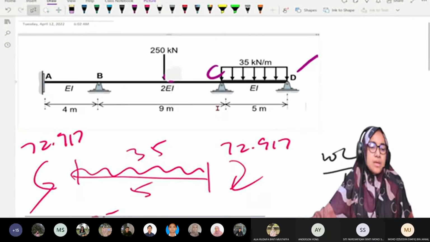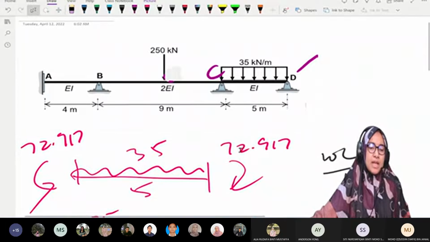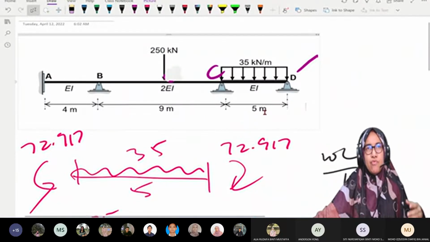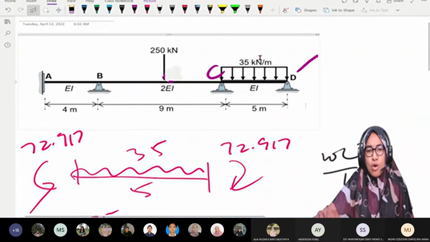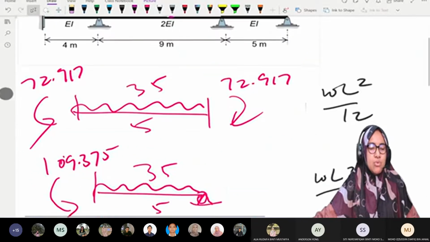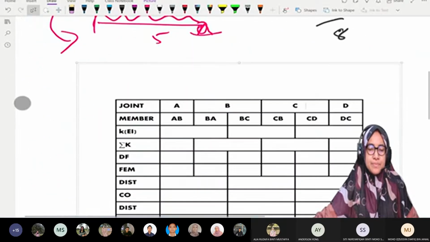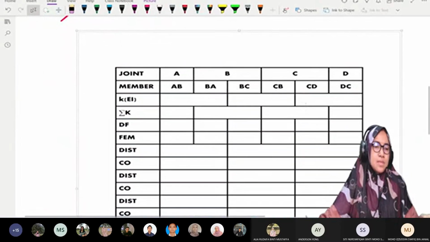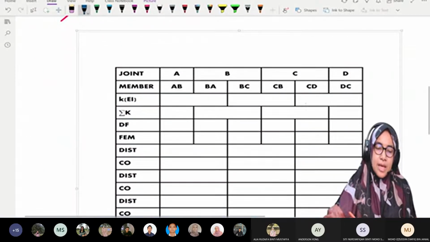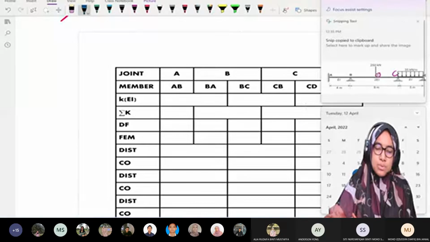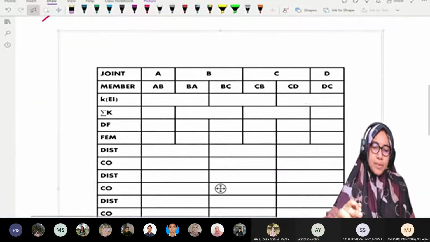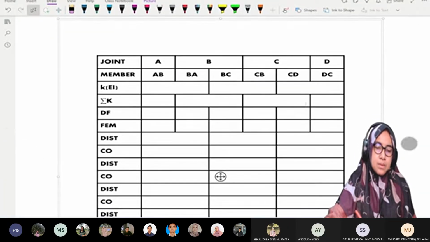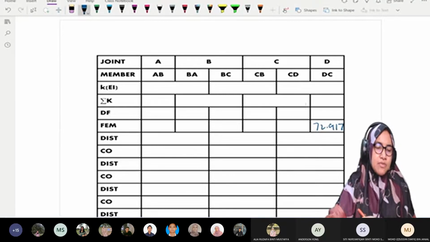Okay, we will put value 72.917 for both C and D. Sini ya. 72.917 sini, negatif positif. Negative 72.917.